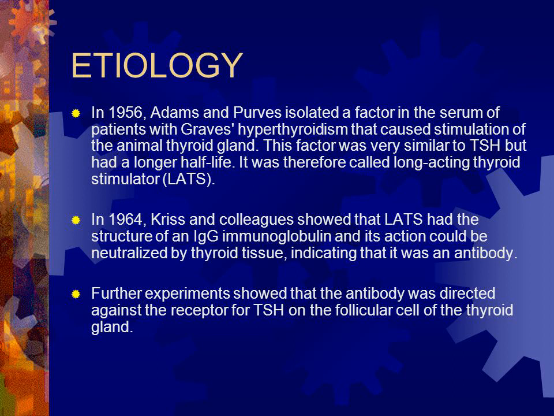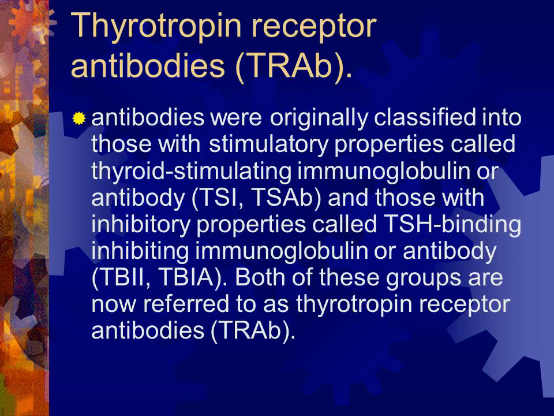In 1964, Criss and colleagues showed that LATS had the structure of an immunoglobulin and its action could be neutralized by thyroid tissue, indicating that it was an antibody. Further experiments showed that the antibody was directed against the receptor for TSH on the follicular cell of the thyroid gland. Thyrotropin receptor antibodies, TRAB.